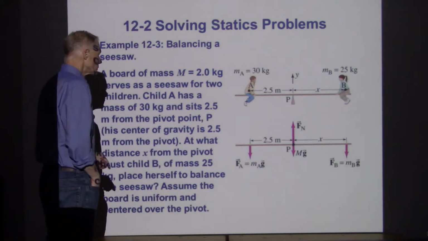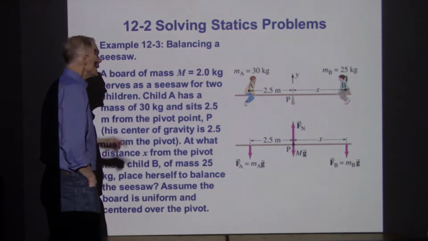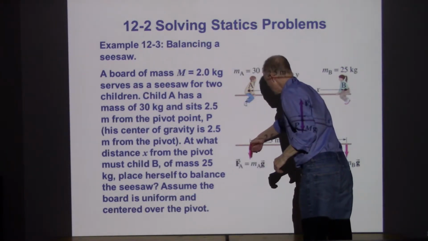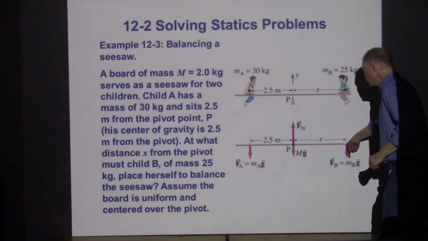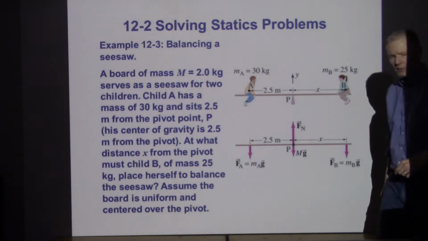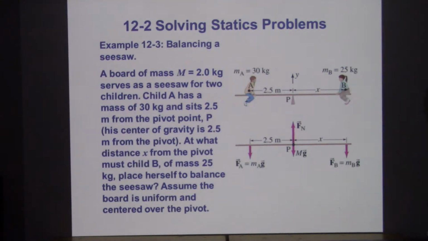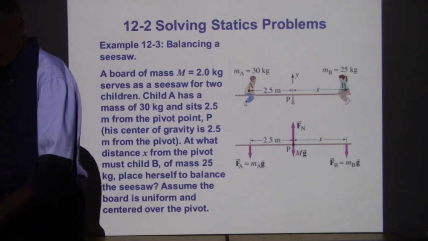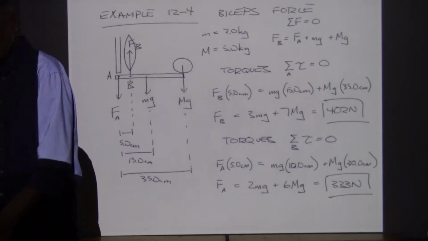Here, they just went right to M1G and M2G, and then they started looking at torques. Okay, so I think that's it. I think that works. I hope that makes sense. Any questions at all, let me know.